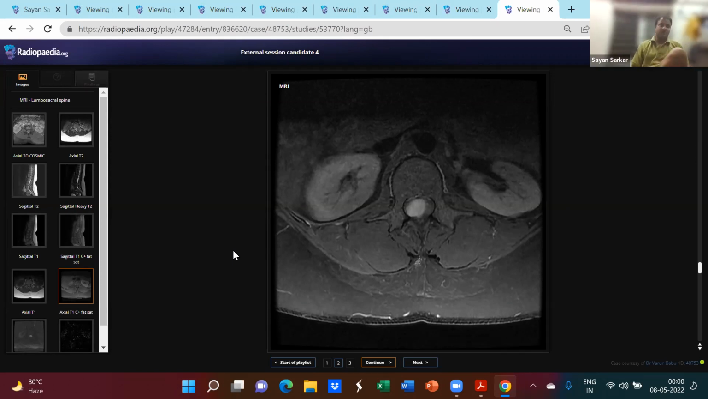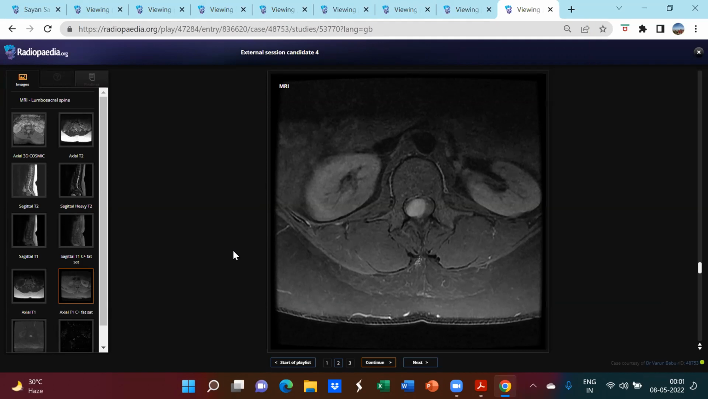So suppose this case was not. If it turns out to be NF2, what will you advise the clinician? What will you advise the patient? The family of the patient needs to be screened for NF2. As we've already discussed, the brain needs to be imaged. Okay, so that is correct. Basically, that's fine.